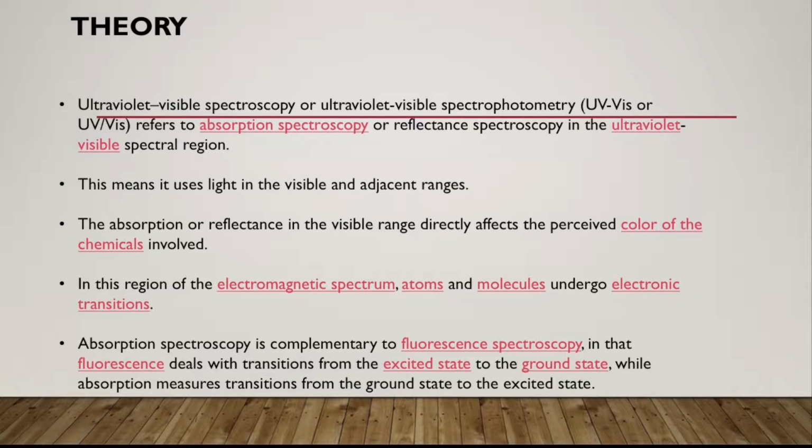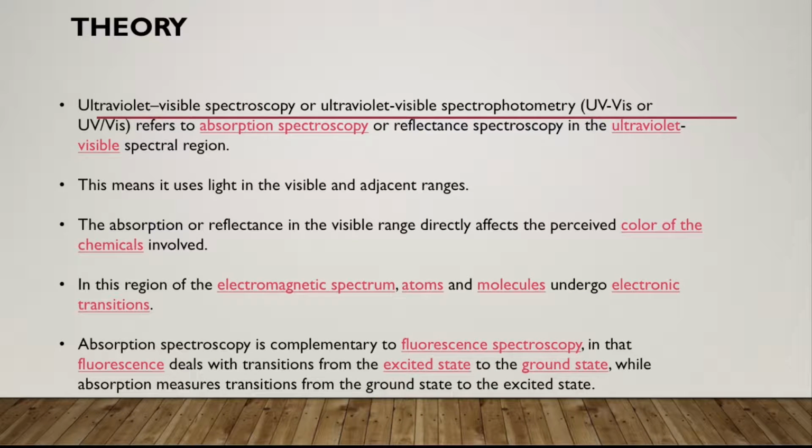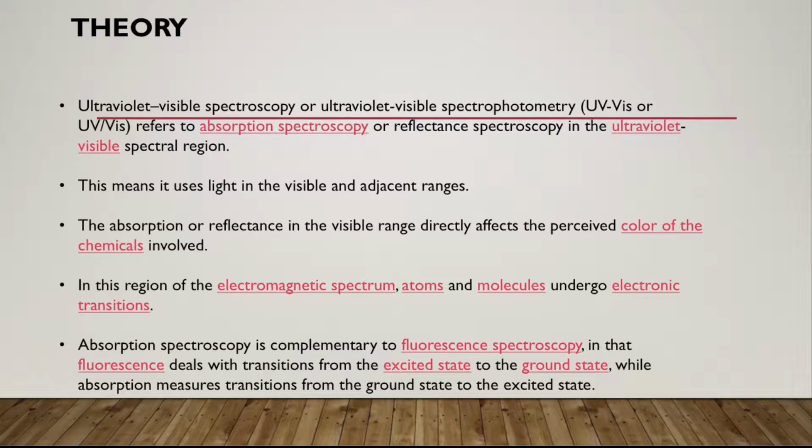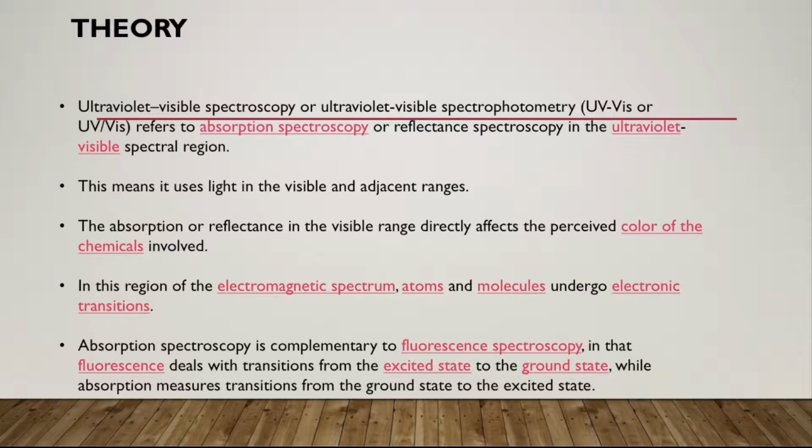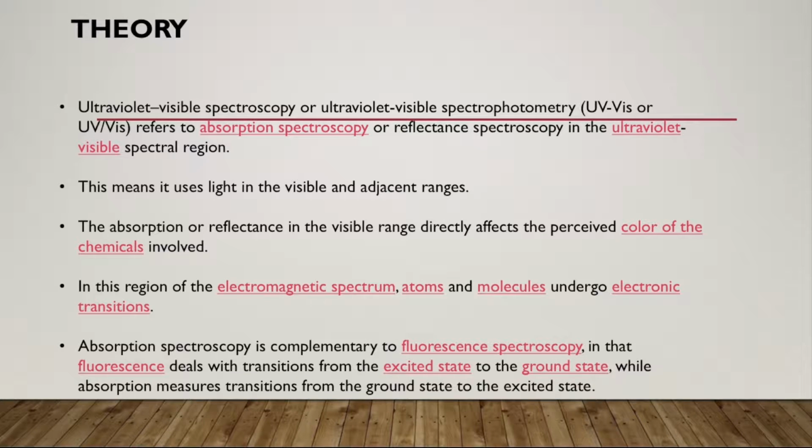In theory, ultraviolet visible spectroscopy or ultraviolet visible spectrophotometry (UV-Vis) refers to absorption spectroscopy or reflectance spectroscopy in the ultraviolet visible spectral region. This means it uses light in the visible and adjacent ranges. The absorption or reflectance in the visible range directly affects the perceived color of the chemical involved. In this region of the electromagnetic spectrum, atoms and molecules undergo electronic transitions.